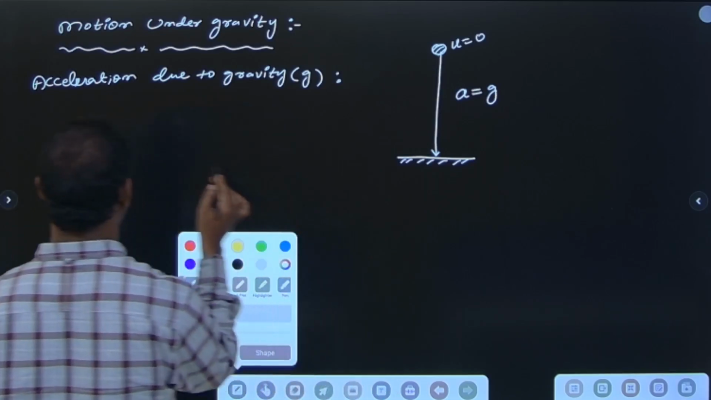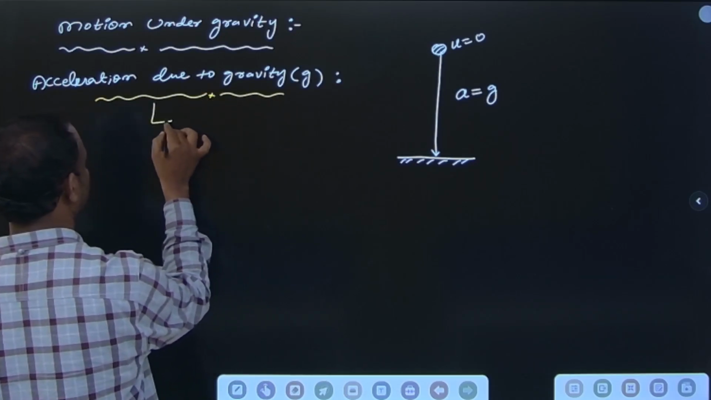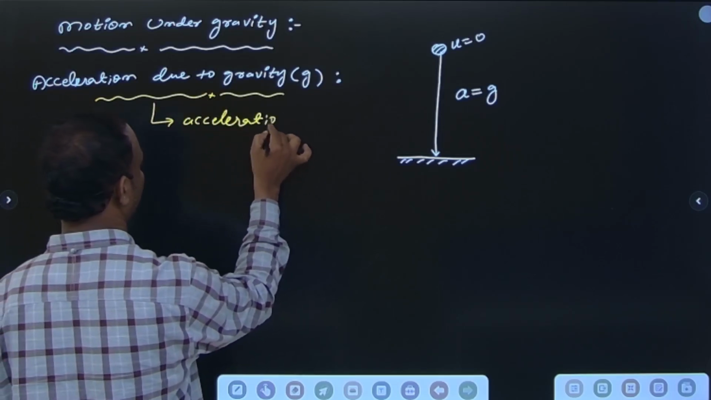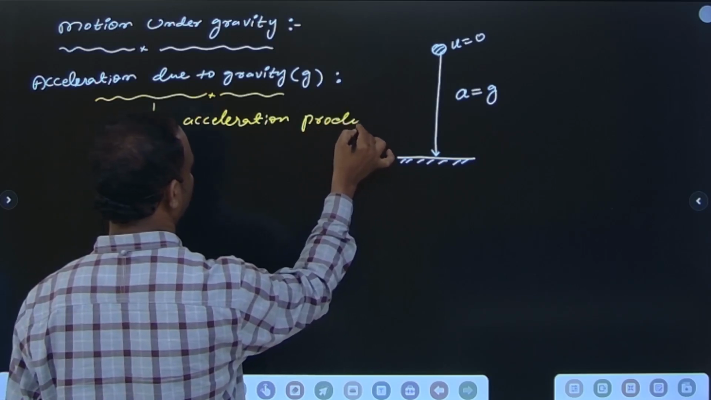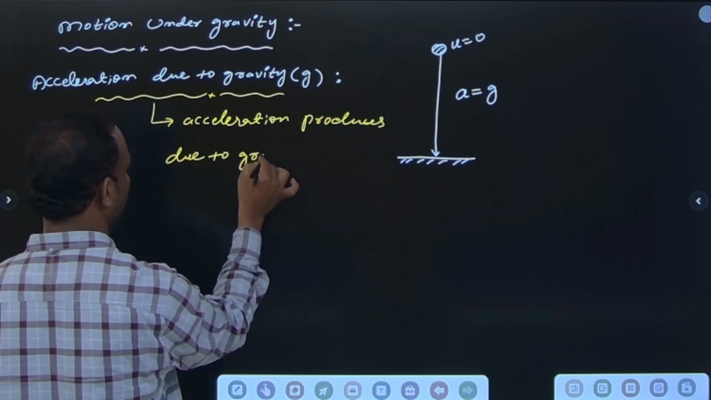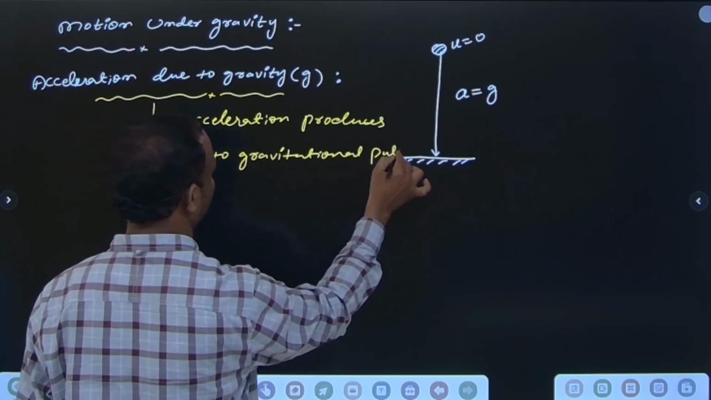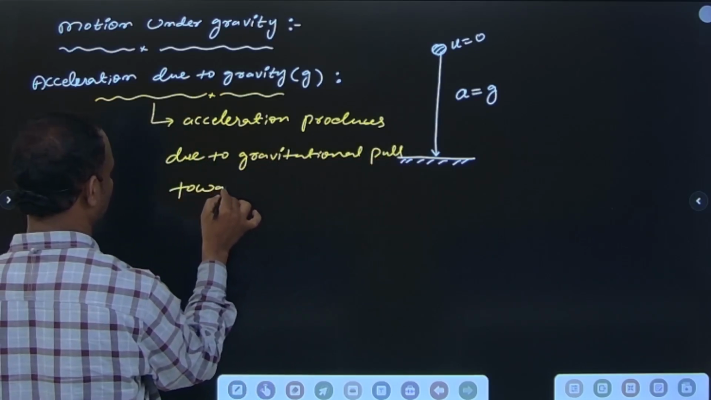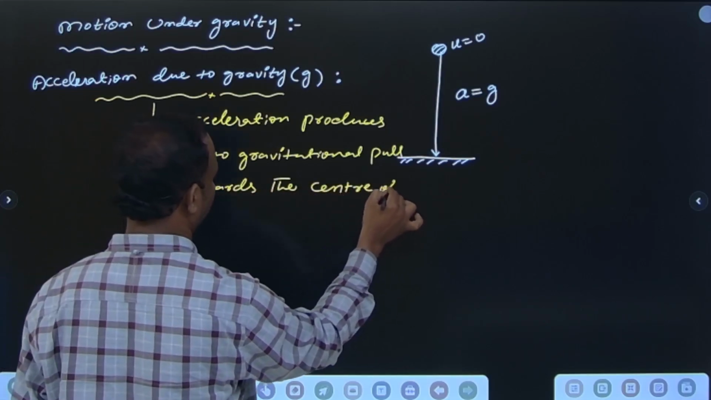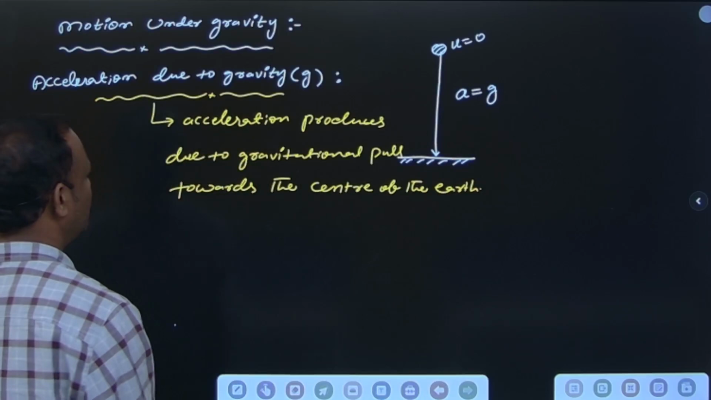So acceleration due to gravity is the acceleration produced due to the gravitational pull towards the center of the earth.